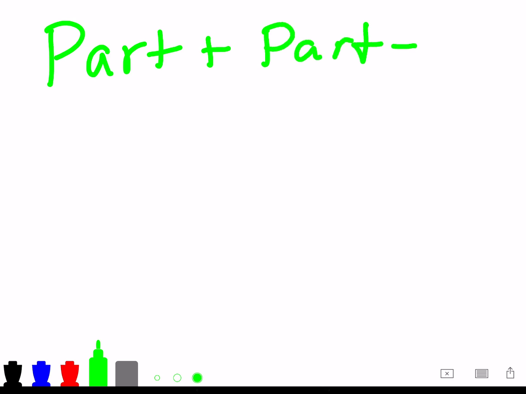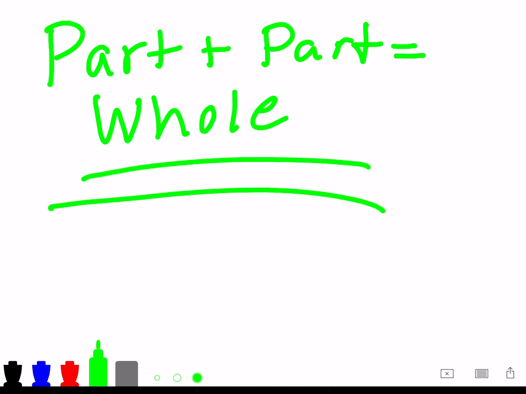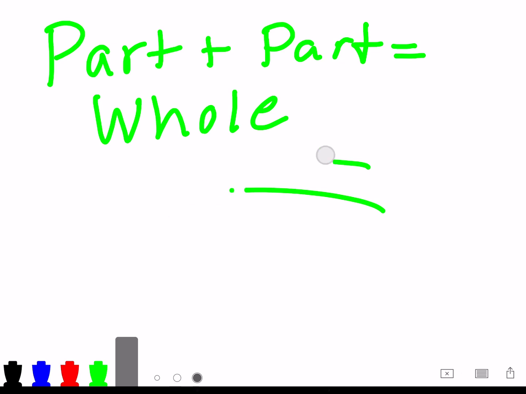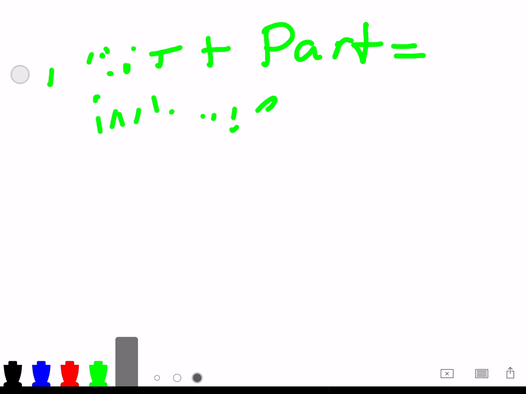Now I've noticed it's very important you put your numbers in the correct spot on the part whole model, because I noticed you guys were misplacing the numbers on the part whole model. So I want you guys to remember this: part plus part equals the whole. So the whole is going to be the biggest number. It's going to be the biggest one out of the 3 numbers you're working with in a problem. So whatever's on the bottom, it's going to be the biggest one, okay?